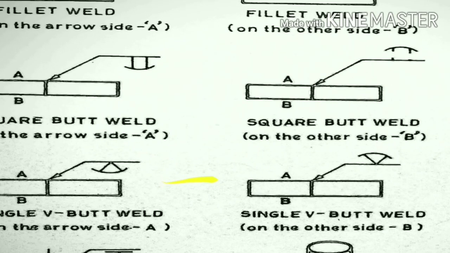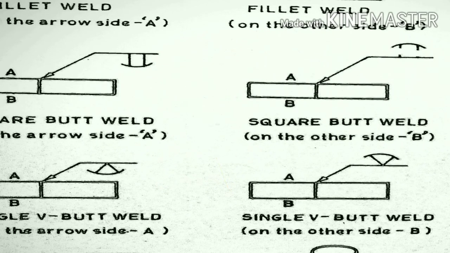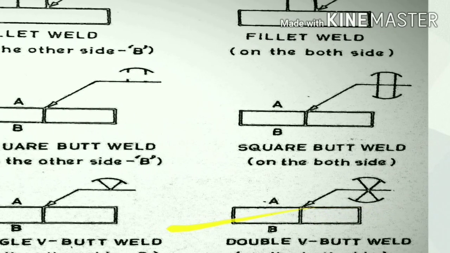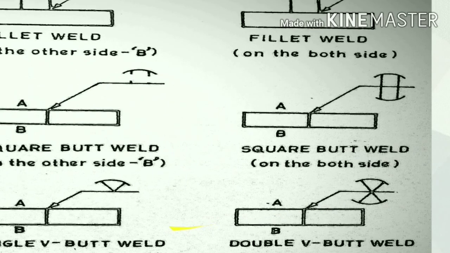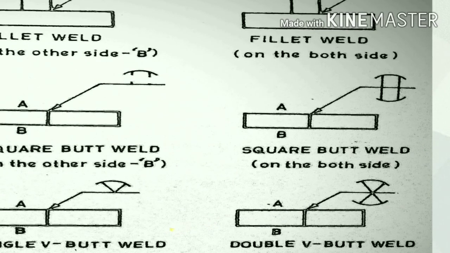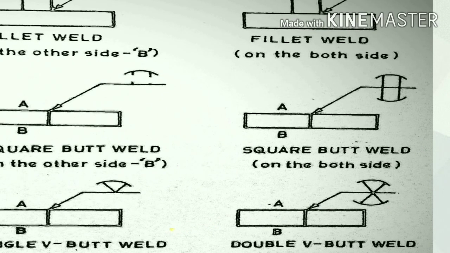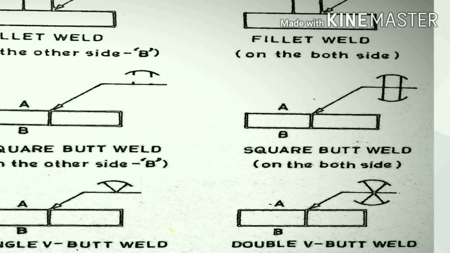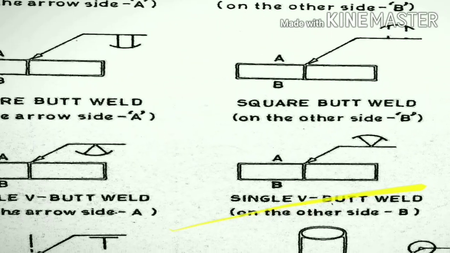In this picture, square butt weld. Flag is downside, then we are welding A side. Flag is upside, we are welding on the B side. In this picture, square butt weld, both side symbol representing, then A and B both side we are welding. This type is butt weld, square butt weld.